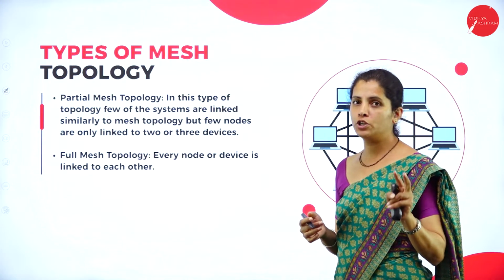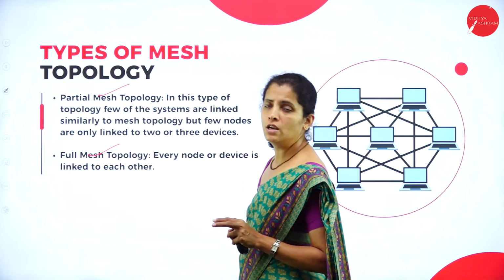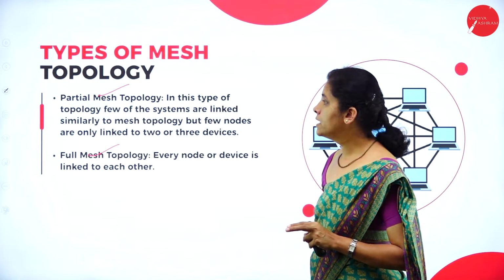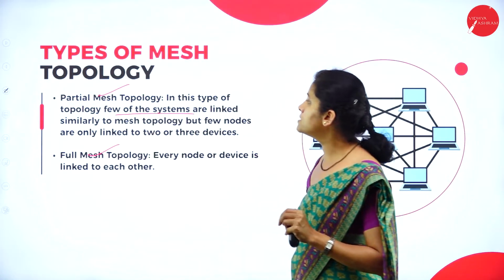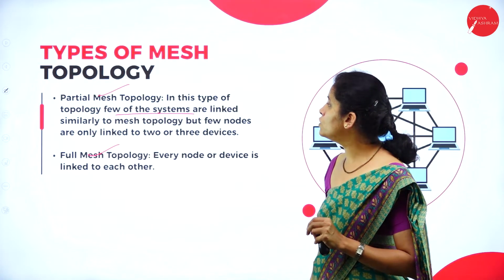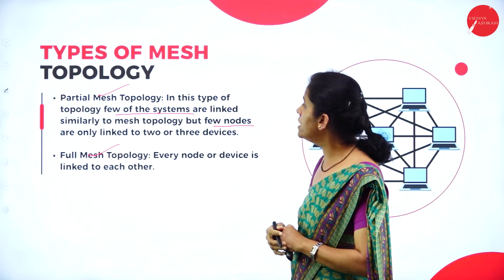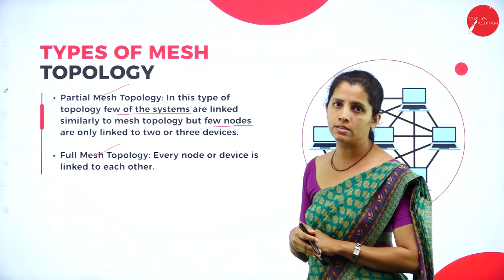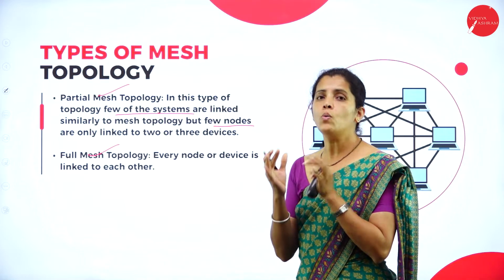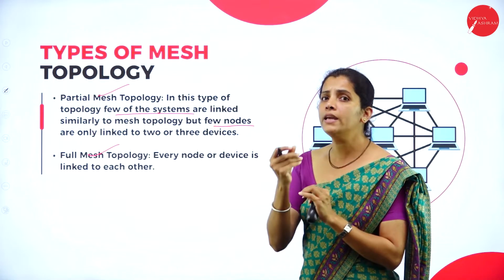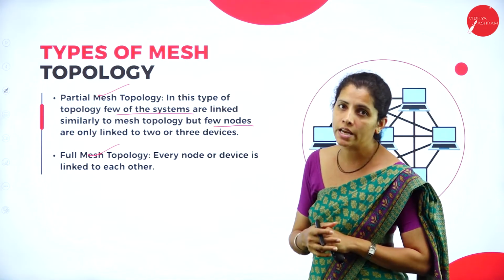There are 2 types of mesh topology: partial mesh topology and full mesh topology. So, what is partial mesh topology? In the partial mesh topology, a few of the systems are linked similar to mesh topology, but a few nodes are linked to 2 or more devices. So, as the name itself indicates, only a few of the systems are fully connected and a few systems are connected to 2 or 3 devices.